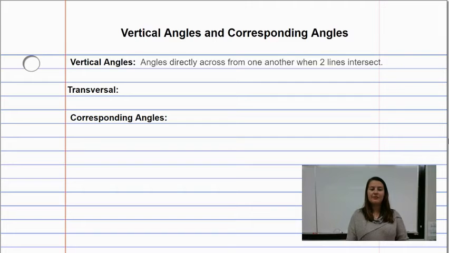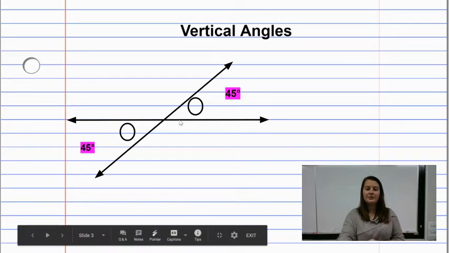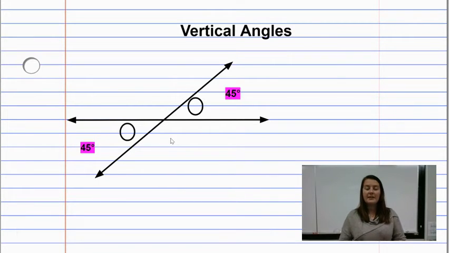So first definition, vertical angles. Vertical angles are angles directly across from one another when 2 lines intersect. Let's look at the first word in here: intersect. These 2 lines intersect right here. This is called our point of intersection. Your point of intersection is where 2 lines intersect. So at this point of intersection, we're going to look at these 2 angles directly across from each other. These are your vertical angles.